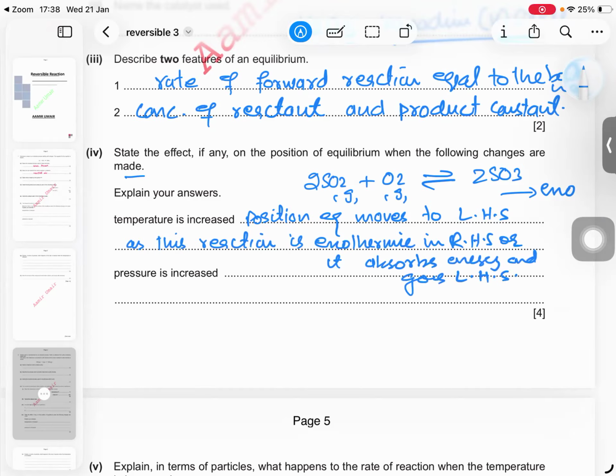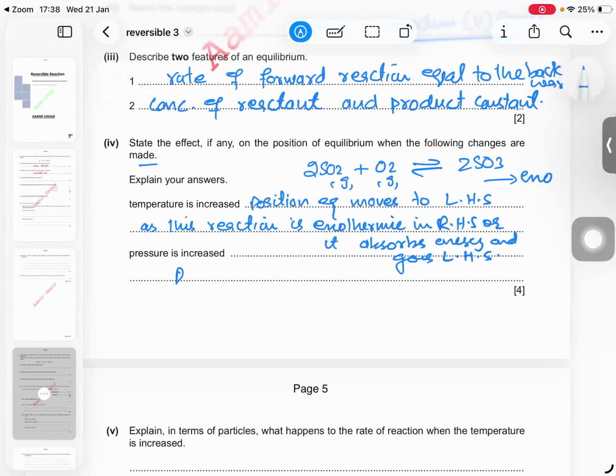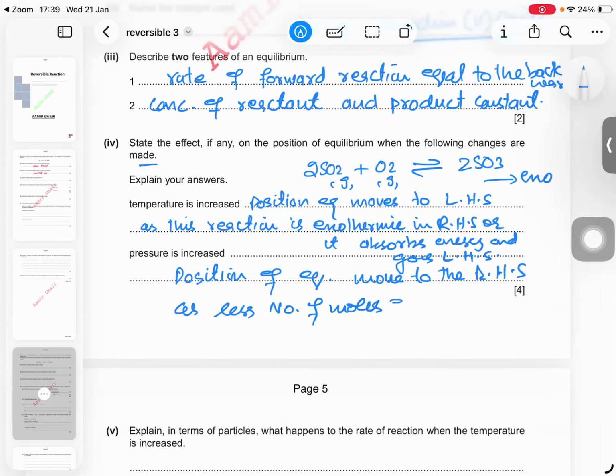Next, pressure is increased. What do you think? Yes, so position of equilibrium moves to the, please write down, right hand side. Why? As there are less number of moles of gases on the right hand side.